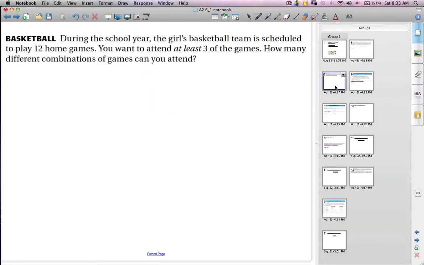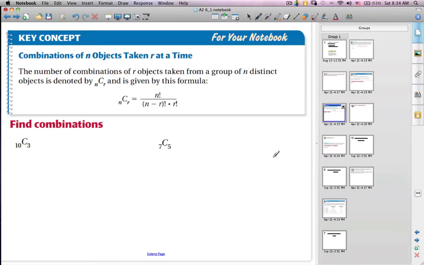The type of problem I might want to use these skills to answer is a problem like this. During the school year, girls basketball is scheduled to play 12 home games, and I want to attend at least 3 of them, so 3 or more. How many different combinations of games can I attend? We're going to learn how to do the calculations necessary to answer this question. It's a relatively complicated question to ask until you learn a few things. But first, let's take a look at how to calculate combinations.